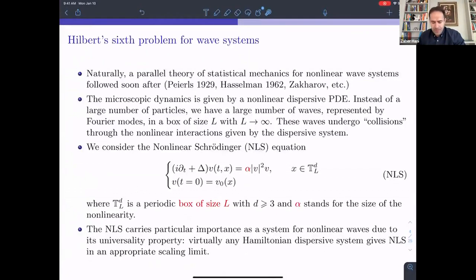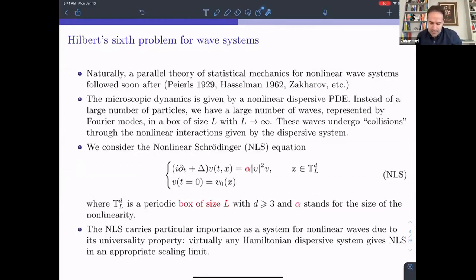theory would be. So naturally, a parallel theory of statistical mechanics for waves followed soon after Boltzmann's theory. The first instance, as far as we know, is Peirce's work in 1921. This was followed by the work of Hasselmann for ocean waves in 1962. And then this was fairly invigorated by Zakharov and his school, who made a big link between this kinetic theory and turbulence theory that I will mention very, very briefly in a few slides.